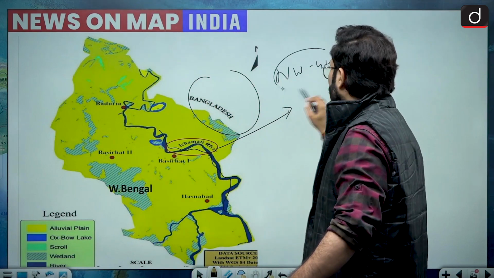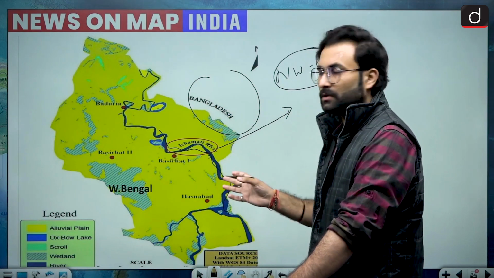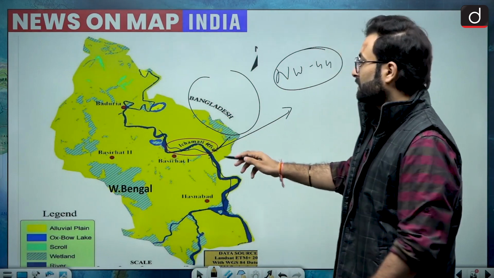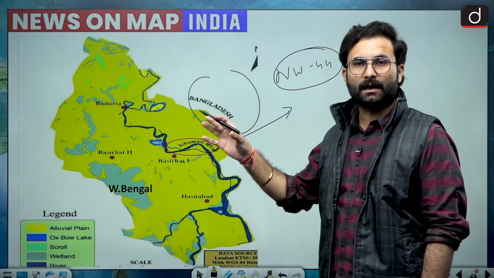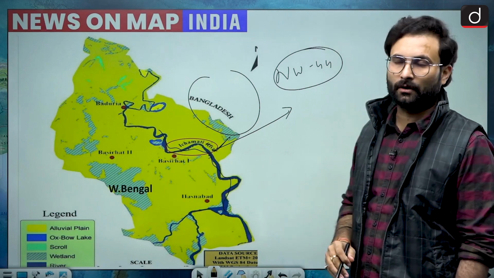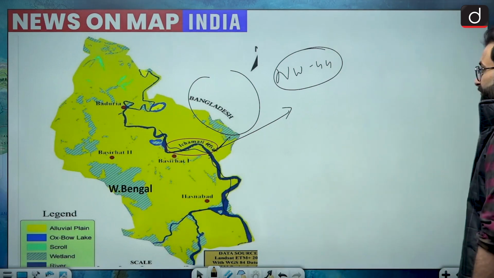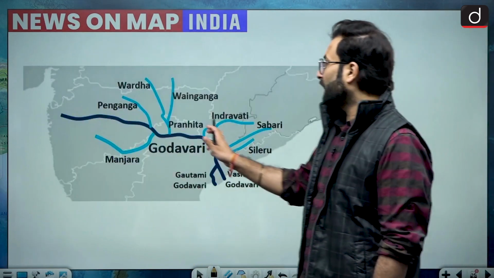There would be some kind of dredging activity, that is why it was in news. So Ichamati river is the transnational river between India and Bangladesh, flowing through the West Bengal as well. Okay, moving further, then Pranhita river.